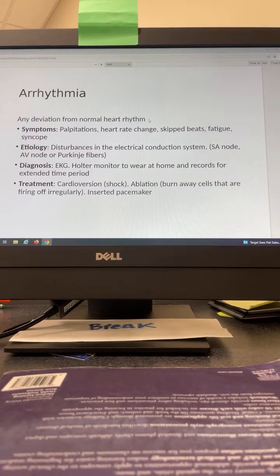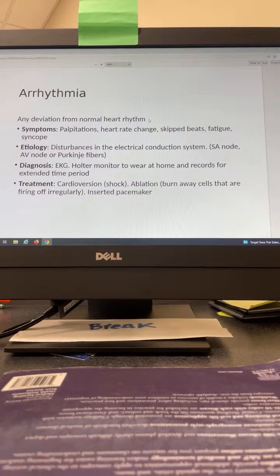Treatment for this, cardioversion is basically one of what we call the shocks. You see those, they take the pads, clear. That's basically a defibrillator, cardioversion, to interrupt the messed up electrical signals and restart it.